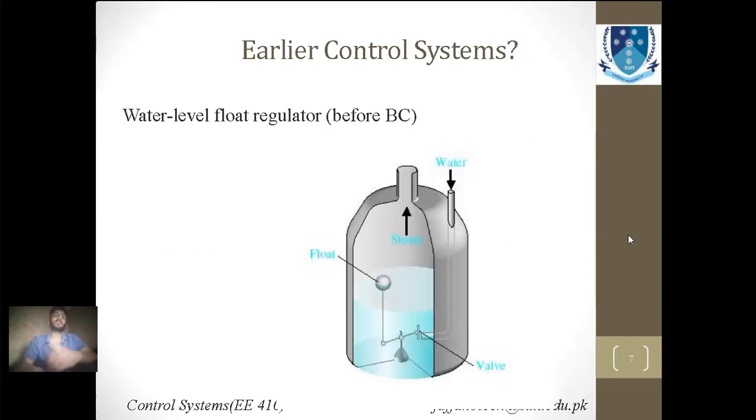Now what is a control system? Basically, you see in the diagram shown over here, there is a water level flow regulator, and this was all mechanical at that time. You see there is a bubble of air that is floating over the water, and this basically shows the level of the water in any beaker or any tank.